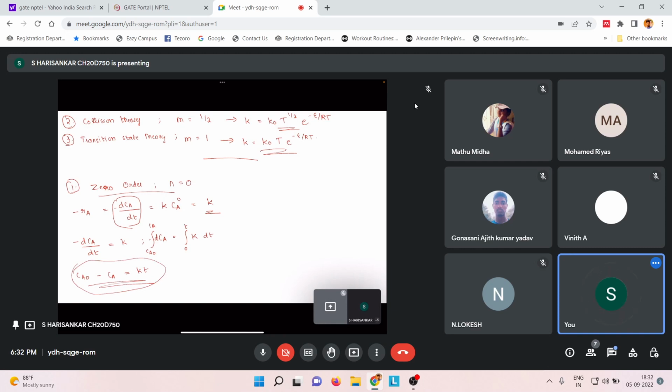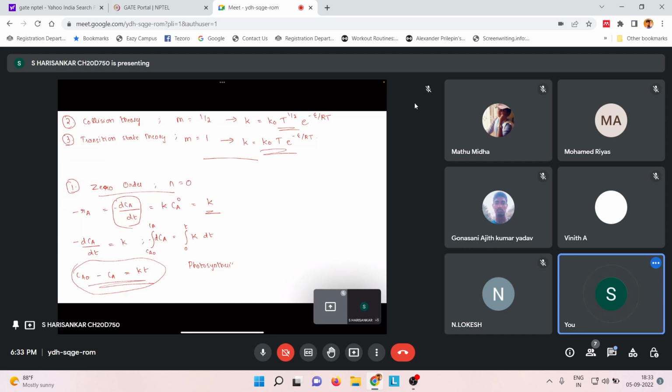Okay. So some of the examples of zero order reaction can be, let's say, photosynthesis. Photosynthesis is the process by which plants take up oxygen and produce chlorophyll, right? So photosynthesis is a very good example for zero order reactions.